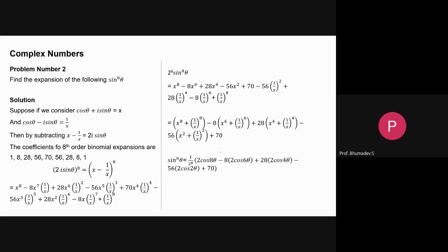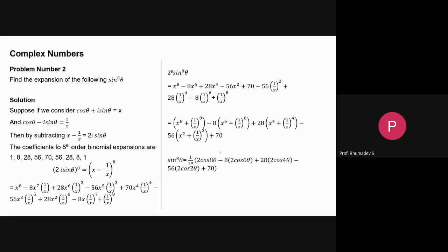The same way, sine to the power of 8 theta can be written as 1 upon 2 to the power of 8. And the group terms, x raised to 8 plus 1 upon x raised to 8 can be written as twice of cos 8 theta. Same way, x to the power of 6 plus 1 upon x raised to 6 can be replaced by, in the second term, minus 8 into twice of cos 6 theta. In the third term, 28 plus 2 into cos 4 theta.